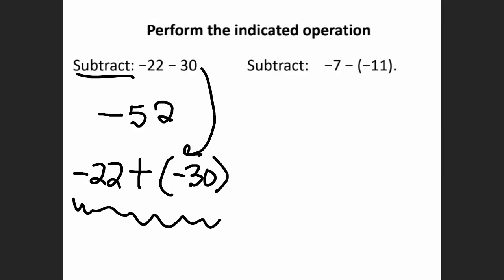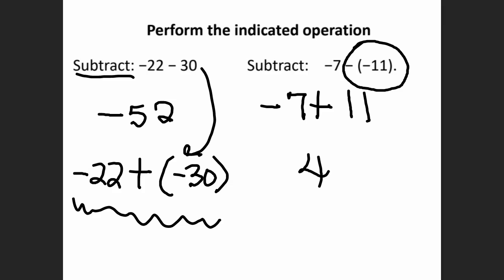If we take a -7 and the opposite of a -11, notice what that means. That's symbols. This will give me a +4. 11 is bigger than 7, and the signs are different.